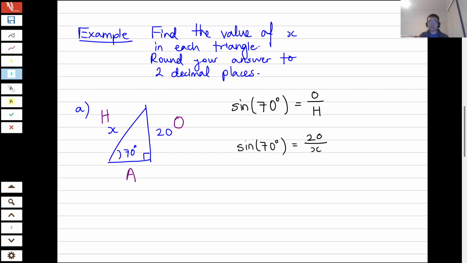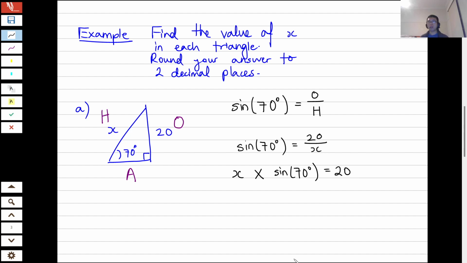It might not be obvious if you're seeing this for the first time. Remember, if I do something to one side of the equation, I need to do the same thing to the other side as well. In this equation, I have divided by x. The opposite of dividing by x is to multiply by x. So I can say x times sine 70 degrees equals 20.